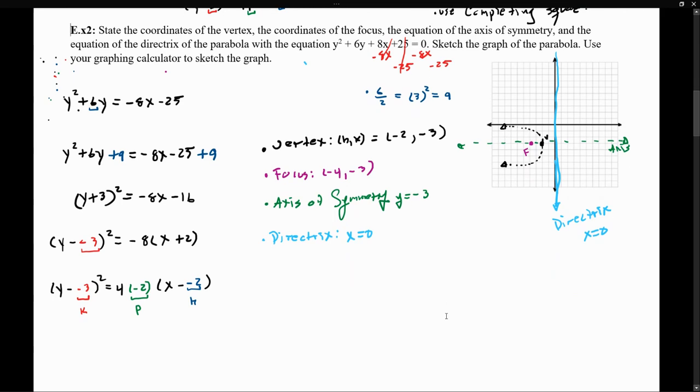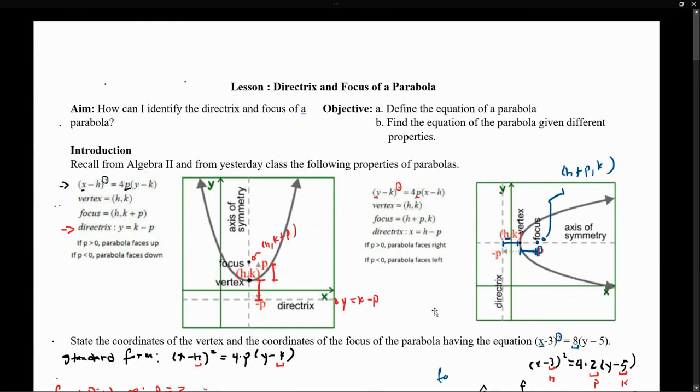And with this, we have concluded our lesson for the directrix and focus of a parabola.